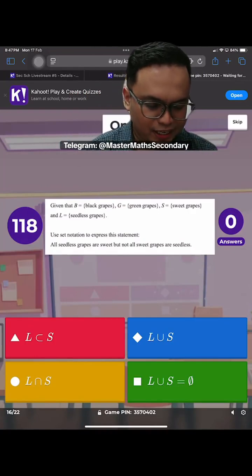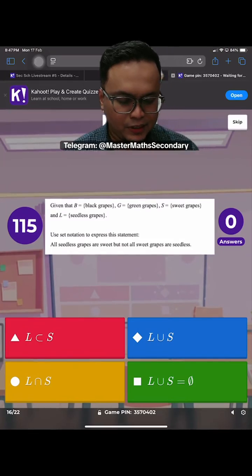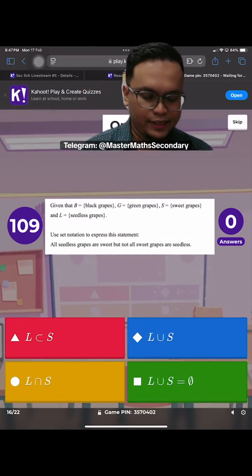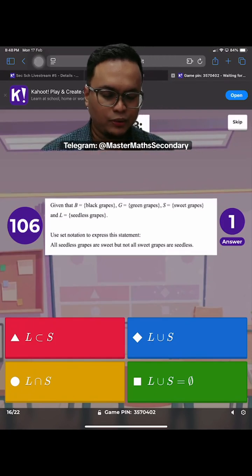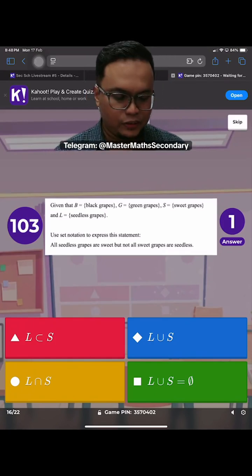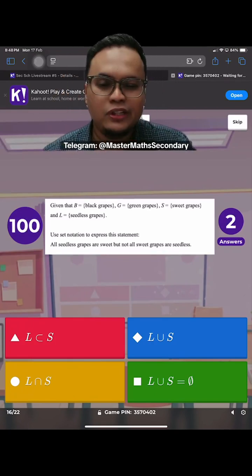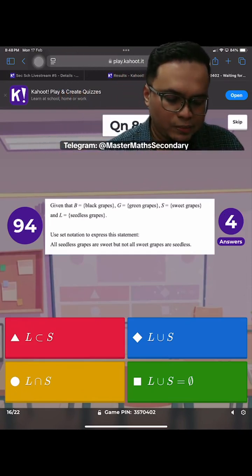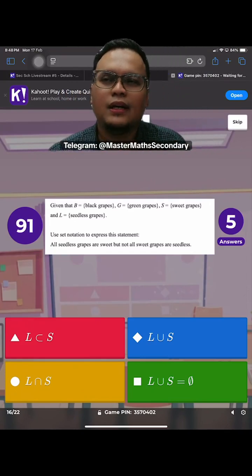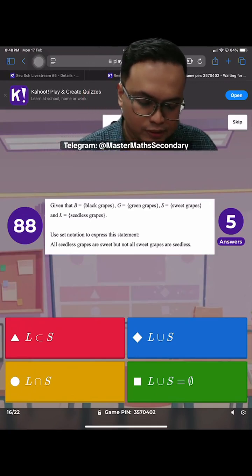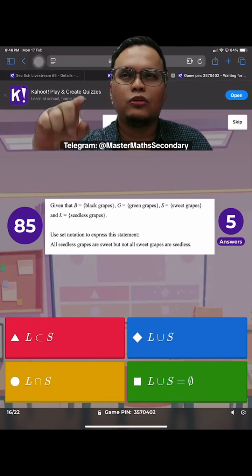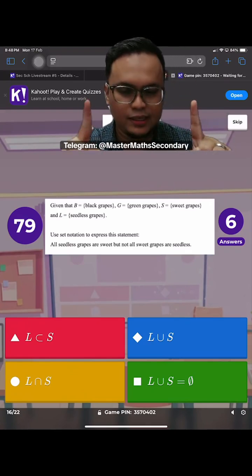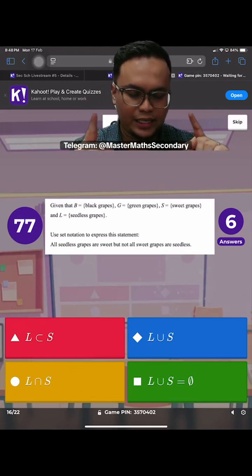Okay, next one. You have black grapes in the set B, green grapes in the set G, sweet grapes in the set S, and seedless grapes in the set L. Now, they want you to form a set notation to express this statement: all seedless grapes are sweet, but not all sweet grapes are seedless. Now, I give you a clue, guys. To do this, you would probably want to focus your attention on two things, because seedless refers to the L. So consider just this set L and the set S, because these are the two sets that are in focus at the moment. Two sets only, L and S.